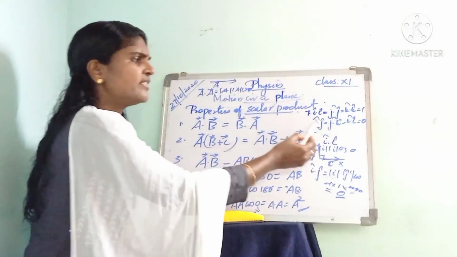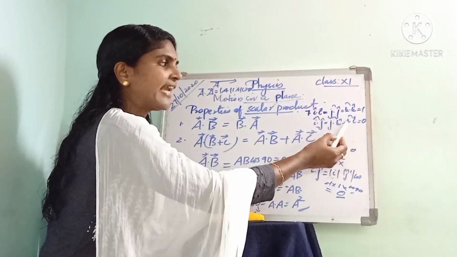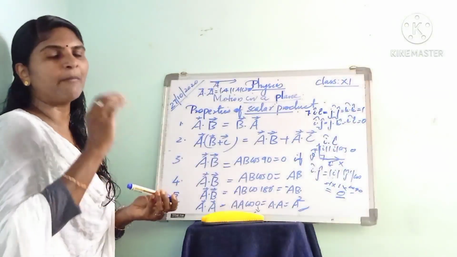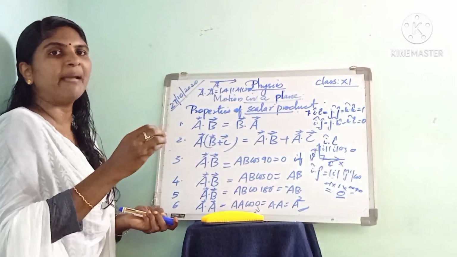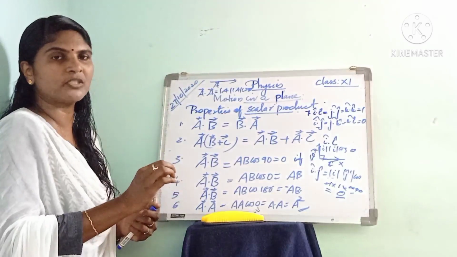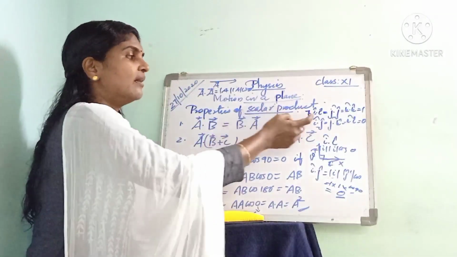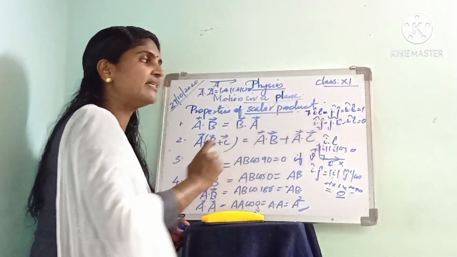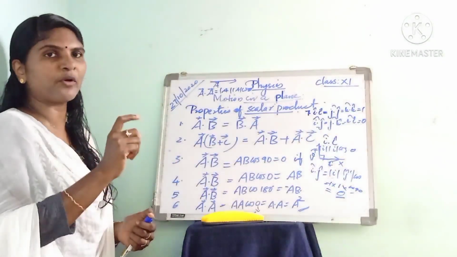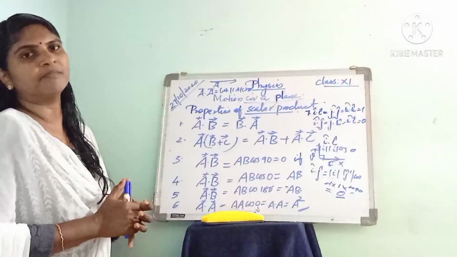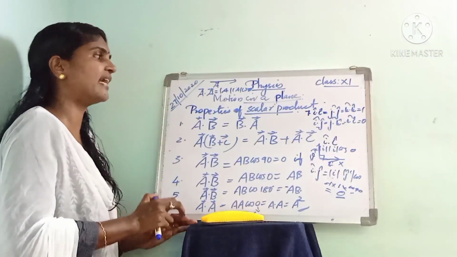Similarly, we can say j dot k is again 0, then k dot I is again 0. So the scalar product of different base vectors is 0. The scalar product of different base vectors is actually 0. That is about the properties of scalar product.